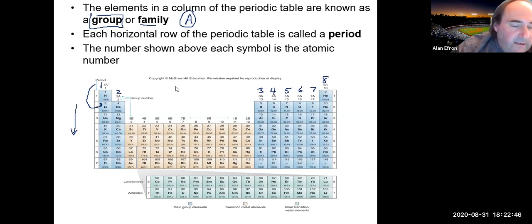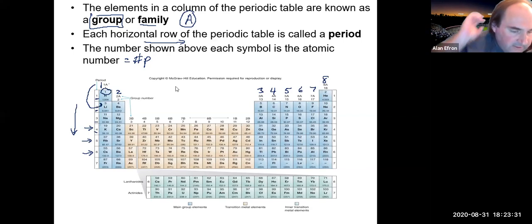Now, going left to right on the periodic table, these are what are known as periods. So periods head that way. If you look at some periodic tables, you'll actually see some numbering. You can see right here, that's period one, going left to right, hydrogen to helium, period two, period three, period four, all the periods heading left to right on the periodic table as you go across it. And as we've talked about already, the number above the symbols is our atomic number, which is our number of protons in a particular atom of an element.